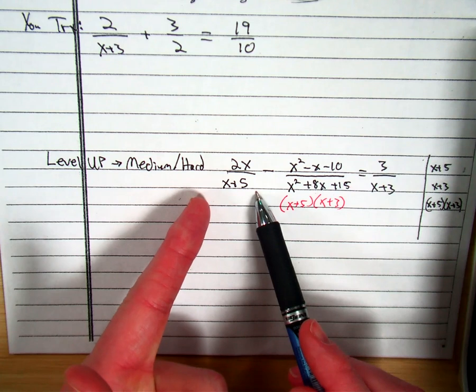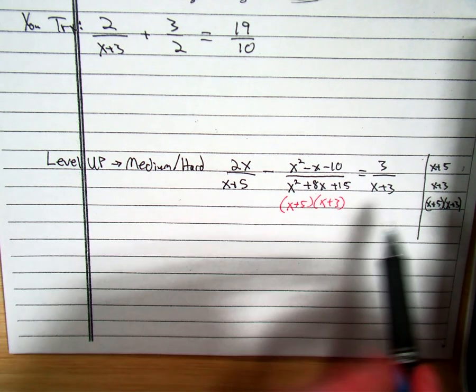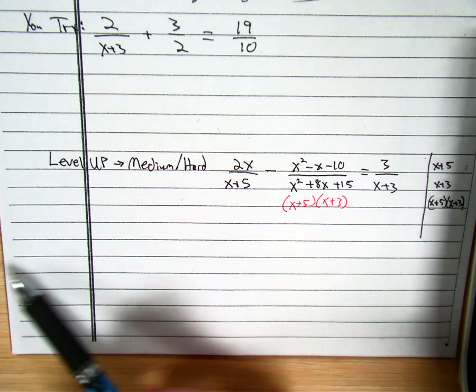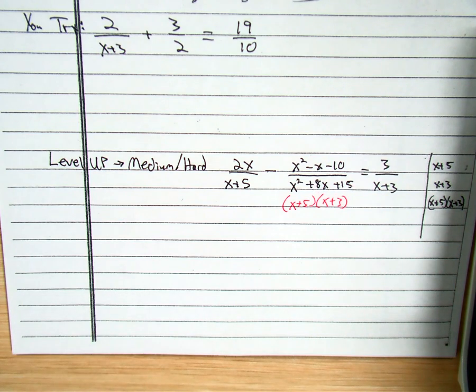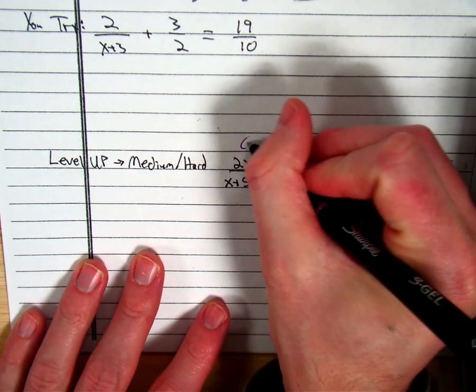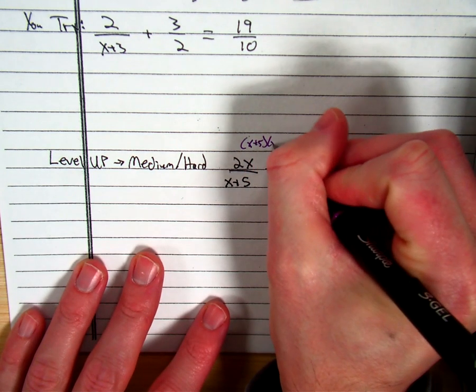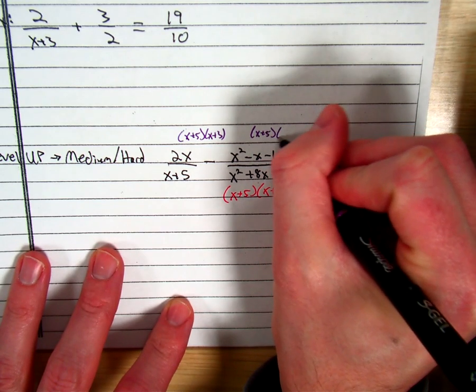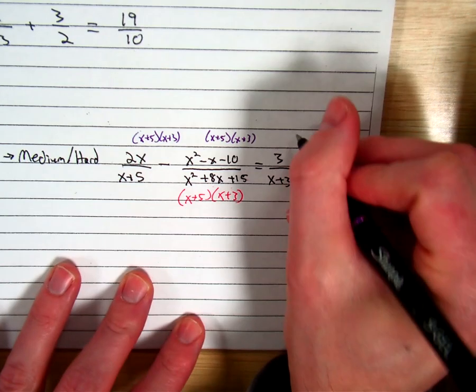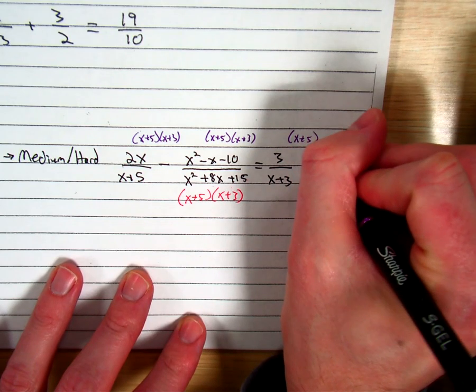So I'm looking at my denominators. I got x plus 5. I got x plus 3. I got x plus 5 times x plus 3. So we're just going to use x plus 5 times x plus 3 to all 3 parts. And let's see what cancels out.